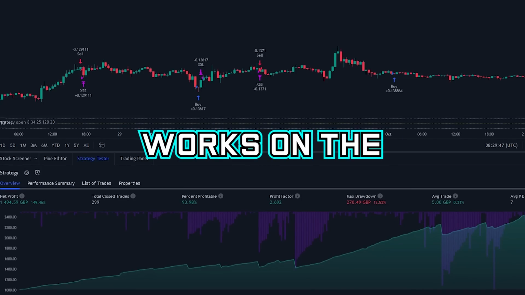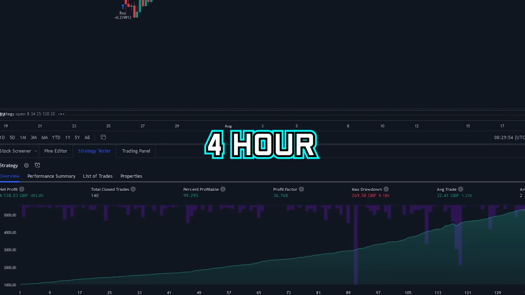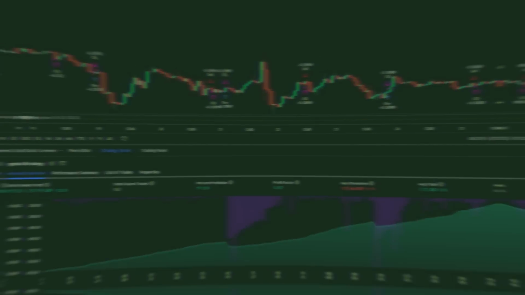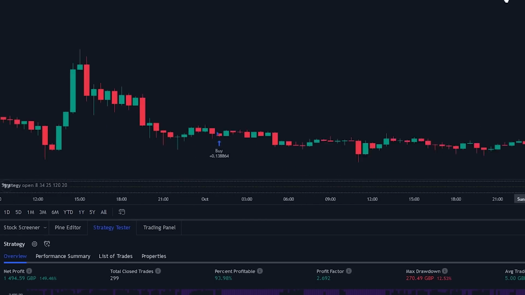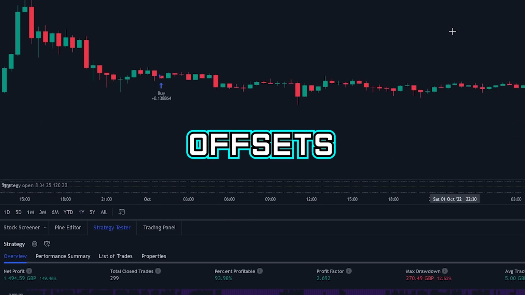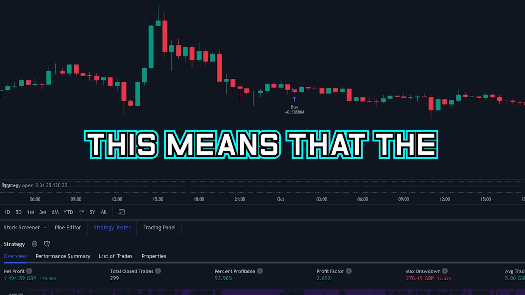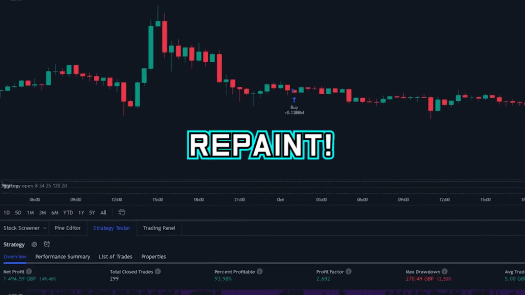This strategy works on the 30-minute, 45-minute, 1 hour, 2 hour, 4 hour, and even daily time frame. The strategy uses no leverage. What's more, the strategy was coded so that it automatically offsets by 1 bar. This means that the strategy should not repaint.